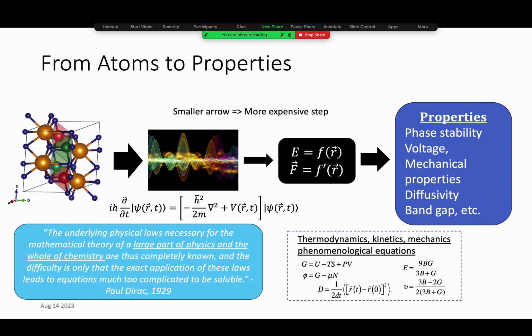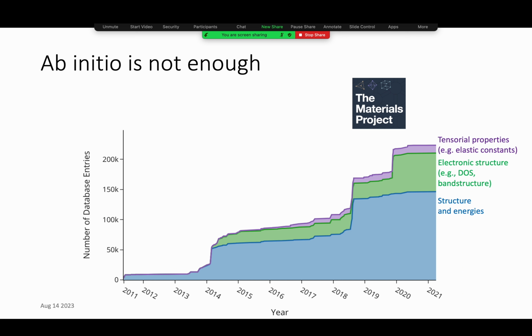And in this diagram, basically what I've indicated is that the smaller the arrow, essentially the more costly the step is. So typically when we talk about ab initio calculations, this step is usually the most expensive. In other words, solving the Schrödinger equation to actually get at the energy, forces, and electronic structure, okay? So this is also the reason why even today we cannot completely rely on just ab initio calculations alone to do materials design, right? So this is a chart that I'd like to show.